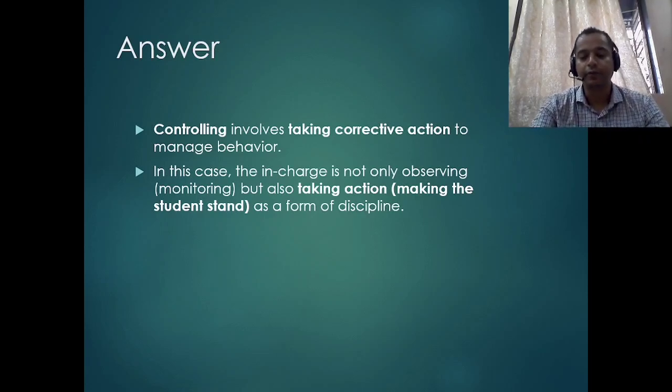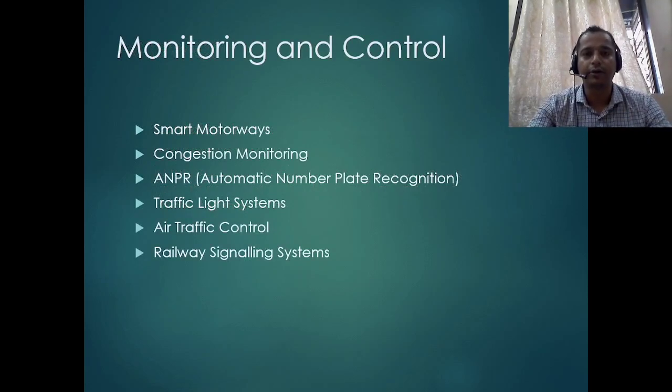Okay, so we'll be moving to some of the monitoring and control tools. Here we have smart motorways, congestion monitoring, ANPR, where the number plates are recognized using segmenting technology, traffic light signals, air traffic control, and railway signaling systems. Now we will look at each and every topic very carefully and understand what exactly they are doing, one by one.